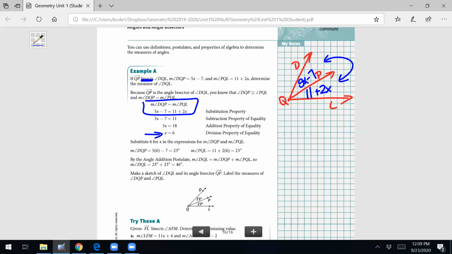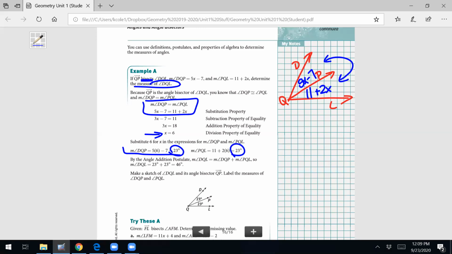The question wants to know, what is the measure of the entire angle? So what they did is they plugged it in here and got 23. Did they have to plug it in again? Well, why? Why not? They're equal. If this one's 23, you already know that that one's going to be 23 because it's a bisector.